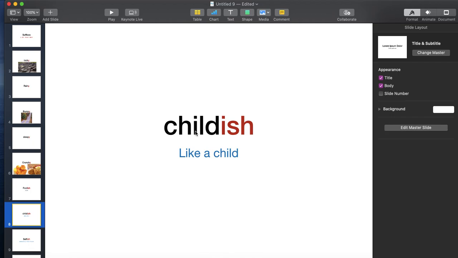Childish. Child is the base word. Now I added the suffix ish to the word child, it became childish. For example, a boy or a girl is acting like a child. So I can tell him, stop being childish, grow up, you're a big boy, you're not a child. So stop being childish means stop acting like a baby. Say the word again, childish.